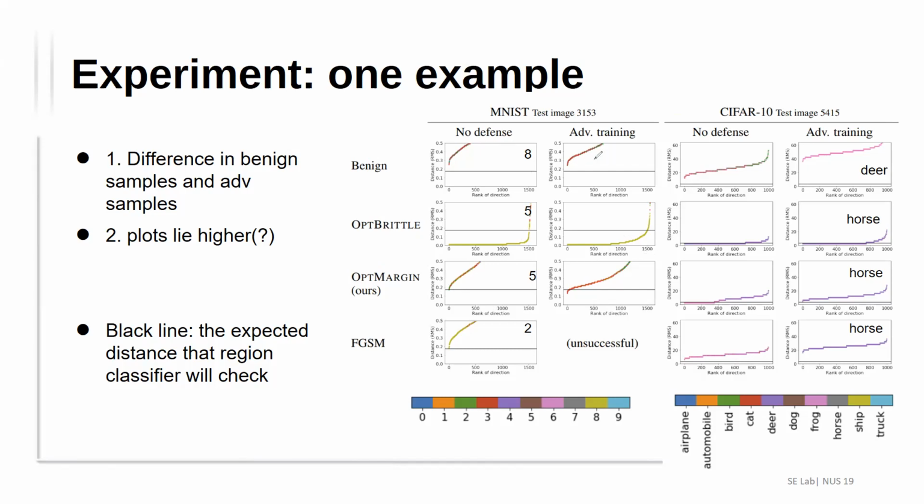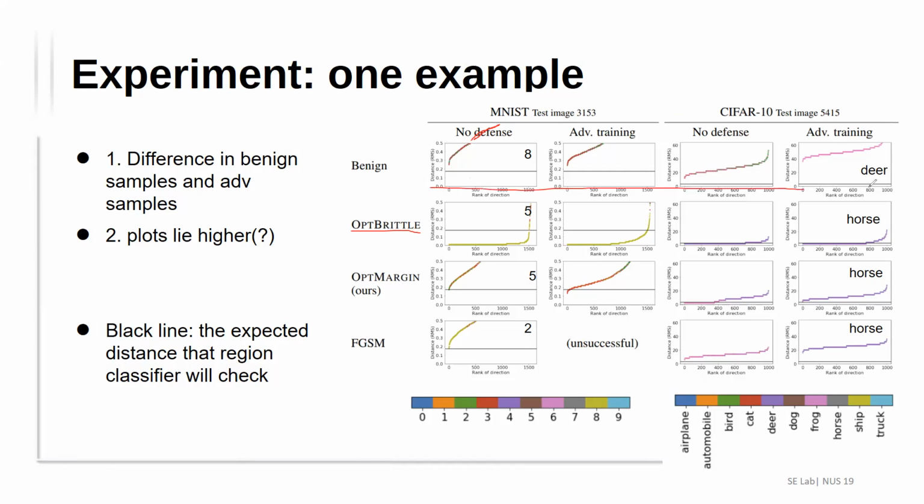Yeah, the black line is supposed to be a threshold. So the black line means the expected distance that the region classifier will check. Oh, I got it. I guess this part they didn't show. The point is that for the benign ones, the benign one is far away from the decision boundary. And for the operator one, the samples they generated are very near the decision boundaries.